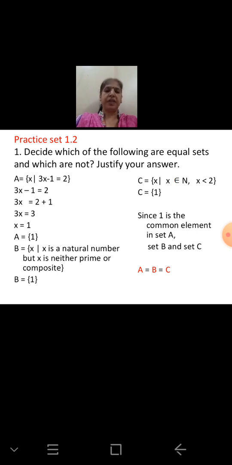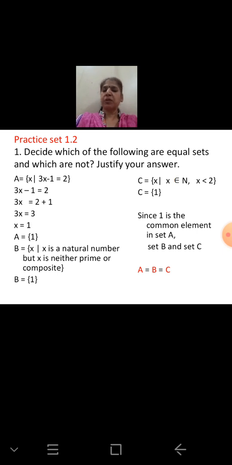A is the set of all x such that 3x minus 1 is equal to 2. Here an equation is given, so first we have to solve the equation. 3x minus 1 is equal to 2. When you solve it, we take the negative to the other side of the equality, so negative becomes positive. 3x is equal to 2 plus 1, 3x is equal to 3. Then we divide by 3, x is equal to 1. So when you solve the equation for set A, you get the answer 1. Set A is equal to {1}.